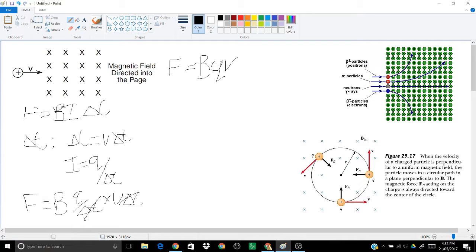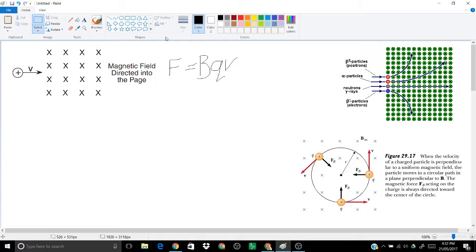All right. So that is the magnitude of the force. F equals B Q V, where B is the magnitude of the magnetic field strength, V is the velocity of the charge, and Q is the magnitude of the charge.